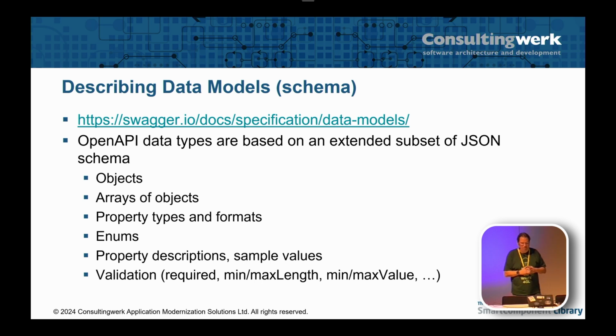Properties can be having a description, a text that should help us humans to understand what it is, and sample values. That is also something more for us humans to understand what it is. There can be validation, valid ranges, so it could be a minimum maximum length for strings. For numbers or dates, it could be min-max value, and others. So for all the details, please go on the Swagger documentation at Swagger.io.